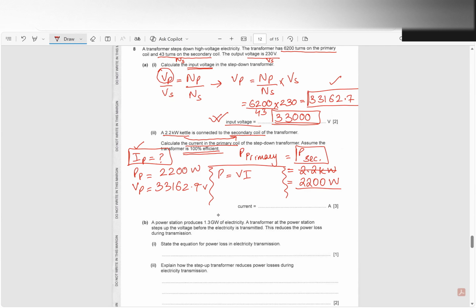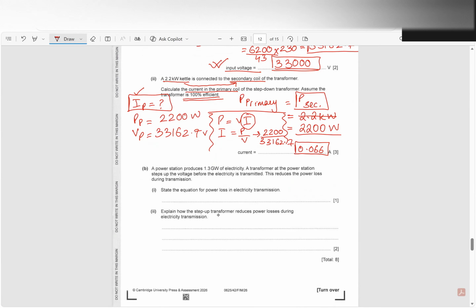VI. So when we're going to do this, we're simply going to remember that we do not have current and we have to make current the subject. And when we make current the subject, we're going to be left with power over voltage. So power was 2,200. Voltage was what? It was 33162.7. What's the answer that we're getting? It is 0.066 amperes. So this is going to be the current on the primary side of the coil.